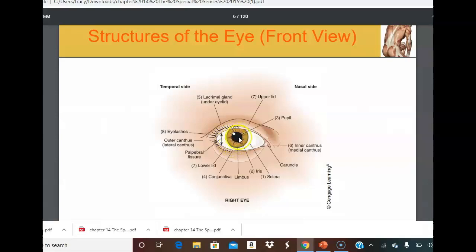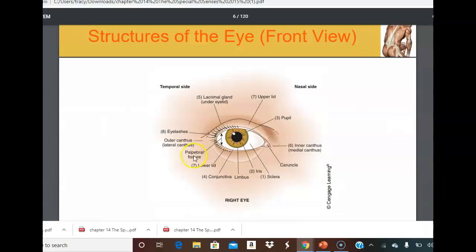The pupil is the dark part in the middle. That's the area that can either get smaller or bigger depending on the response to light. The limbus is this very outer region between the sclera, which actually is covered by the conjunctiva, and the iris. The conjunctiva lines the inner layer of the eyelids as well as the outer surface here.